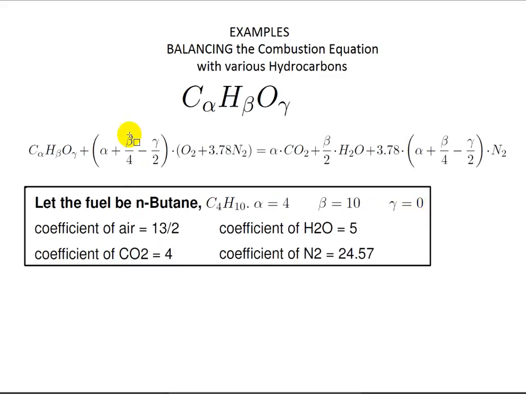So the coefficient of air is going to be alpha plus beta over 4 minus 0. That would be 13 halves. The coefficient of water has got to be beta over 2. And beta was 10, so 10 over 2 would be 5. The coefficient of CO2 has got to be equal to alpha, and that's 4. If you run through this little bit of arithmetic, the coefficient of nitrogen is 24.57. So you can see it's just a matter of plugging in your values for alpha, beta, and gamma.